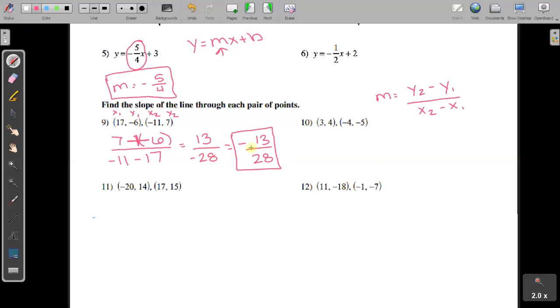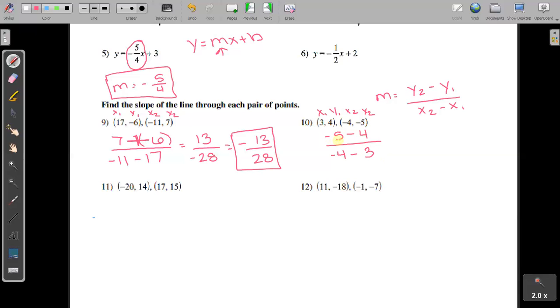Let's see, which other one do I want to look at? Let's look at the next one, 10. So again, it's a lot easier if you label your points. So this is x1, y1, x2, y2. Now substitute it into the formula. So we're going to take y2, which is negative 5, minus y1, which is 4. Divide it by x2, which is negative 4, minus x1, which is 3.